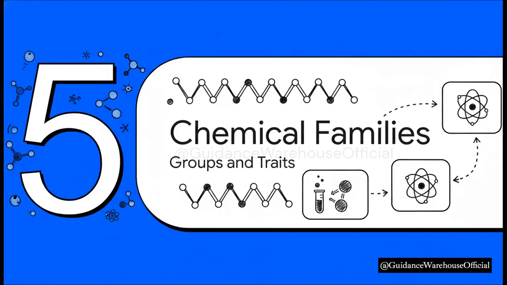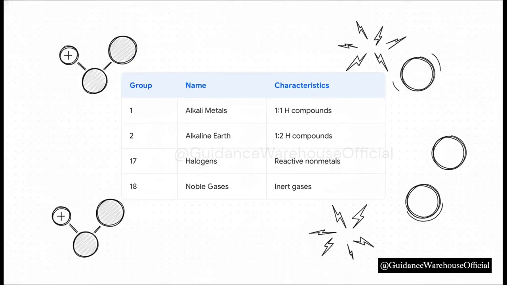Section 5. Meet the chemical families. Let's zoom in on a few specific groups to see how those shared traits actually play out. Notice how perfectly organized these neighborhoods are. Over in the first apartment building on the far left, Group 1, we have the alkali metals. They predictably form compounds with hydrogen in a 1-to-1 ratio. Right next door, in Group 2, the alkaline earth metals form 1-to-2 compounds with hydrogen.